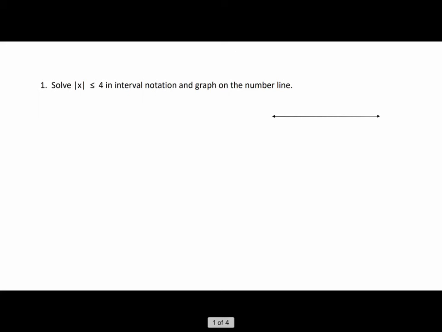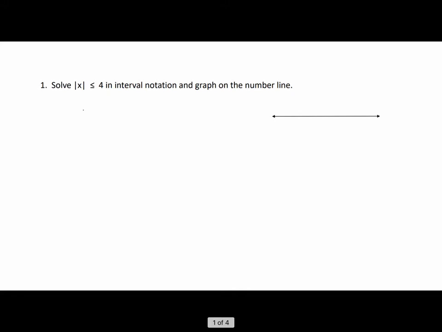Our first example here, we want to solve the absolute value of x is less than or equal to 4 in interval notation, but we'll probably have to graph that on the number line in order to decide what that is. So I'm looking for all numbers whose distance from 0 is less than or equal to 4 units.